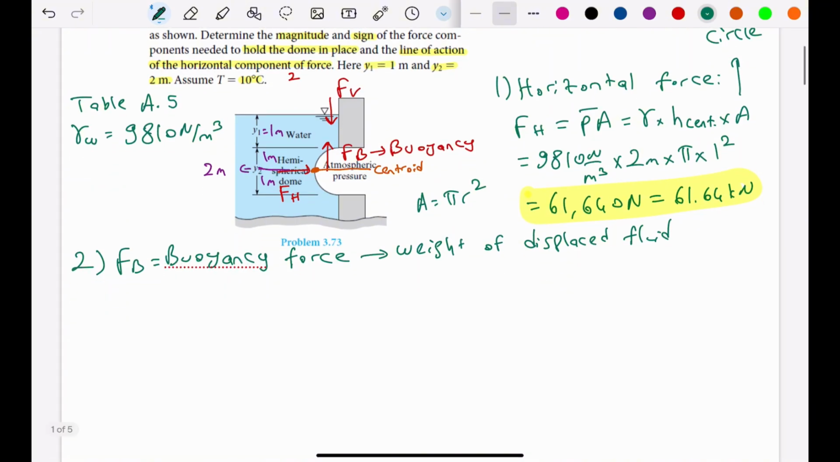And as mentioned, we need to hold the dome in place so that FB should be equal to FV. And here FB will be actually equal to weight of this dome. And when we say weight, it is specific weight times volume. In other words, we will have volume of circle as 4/3 pi r cubic.